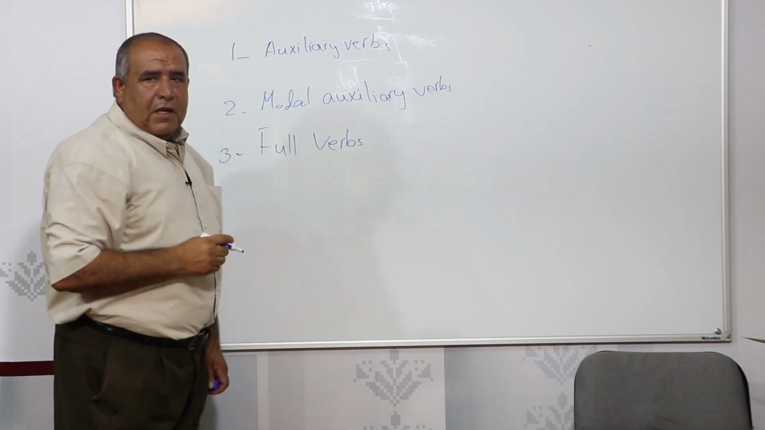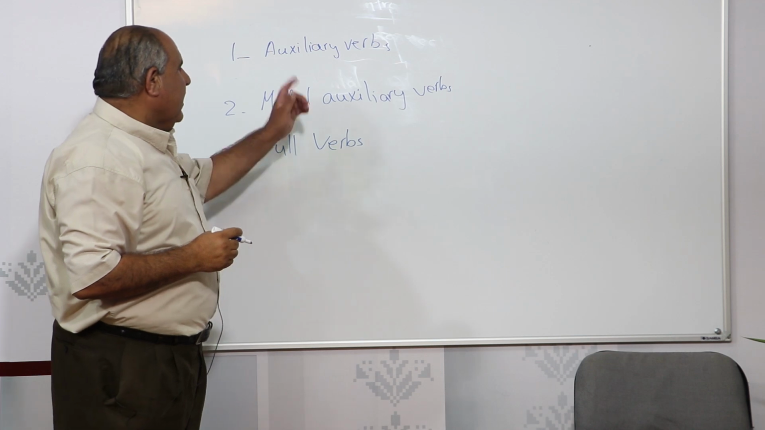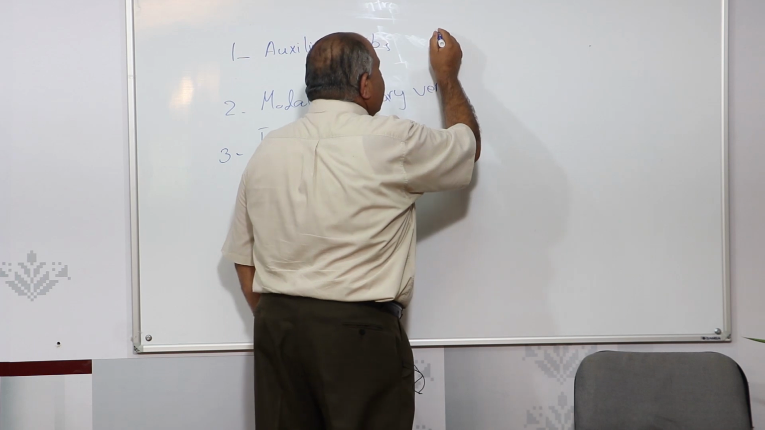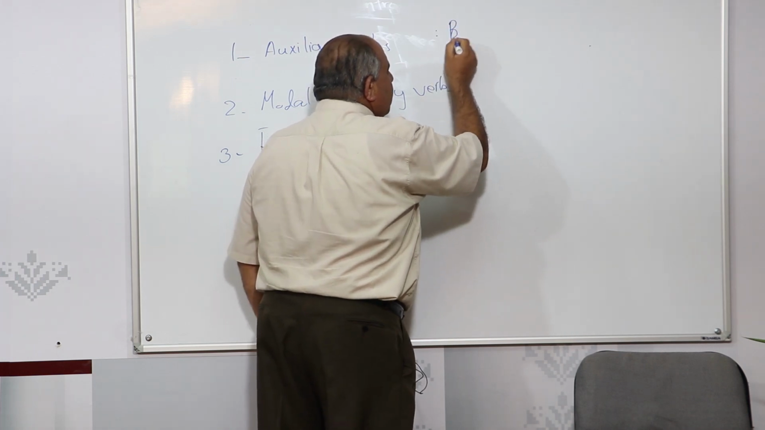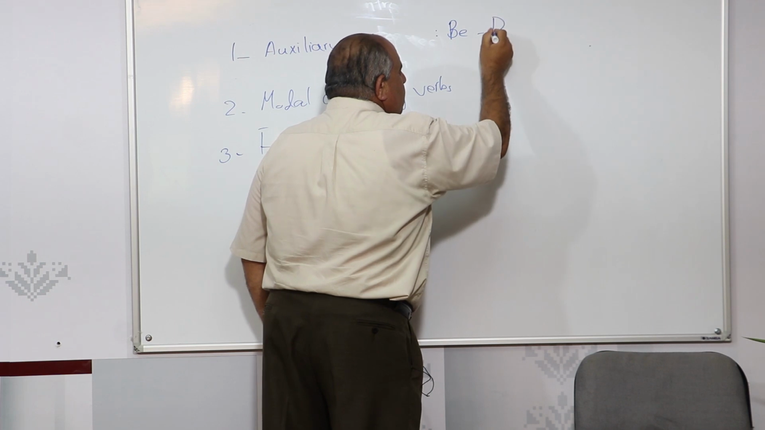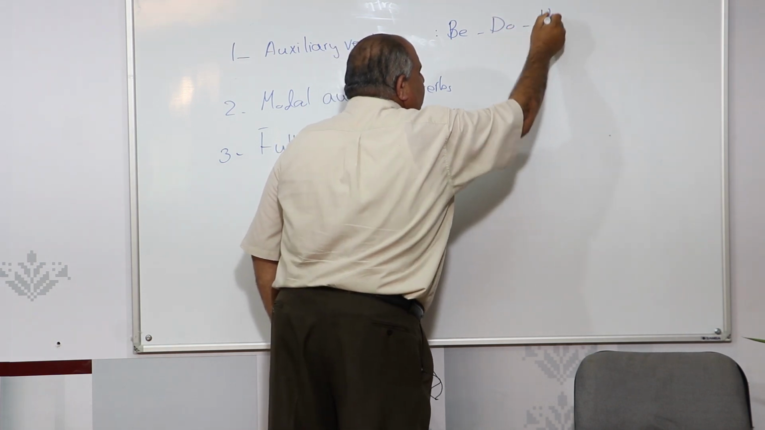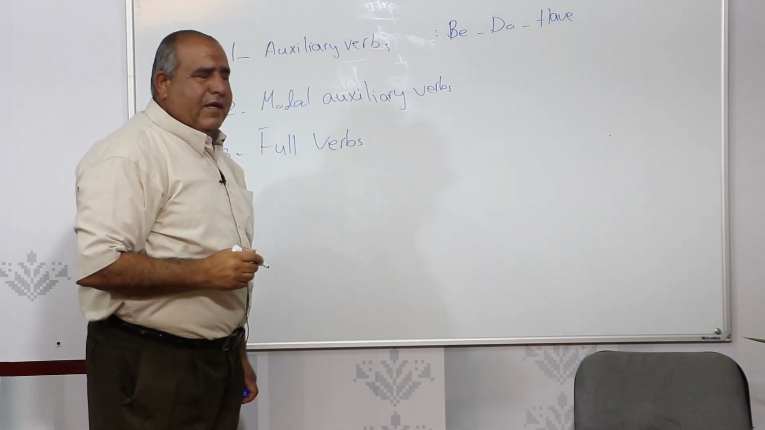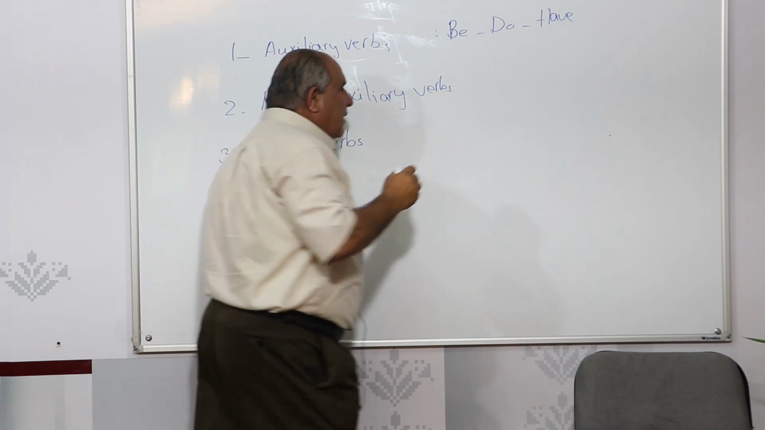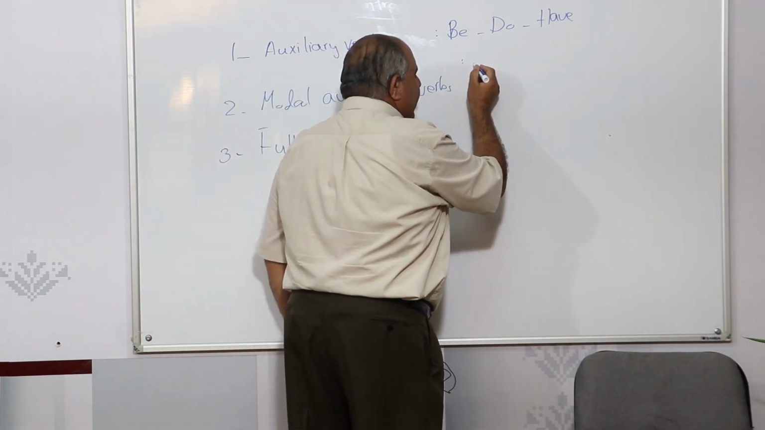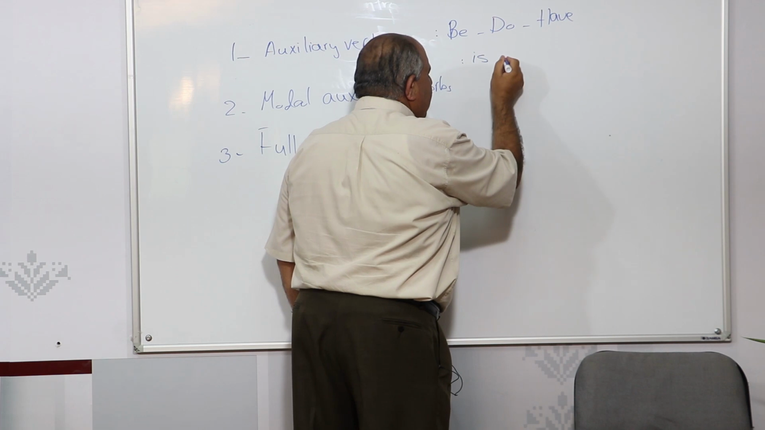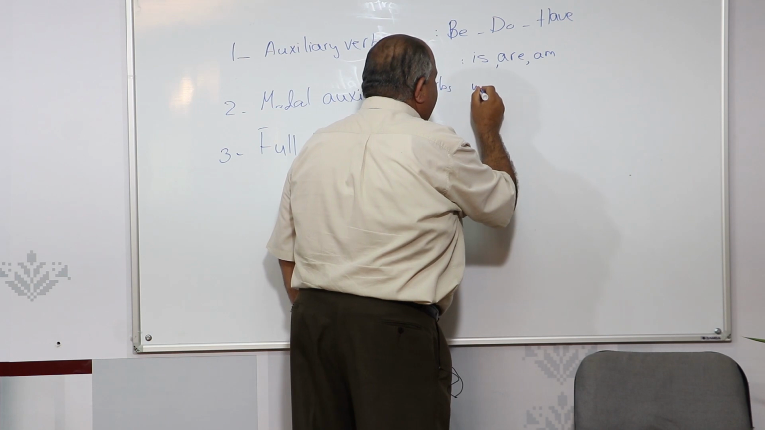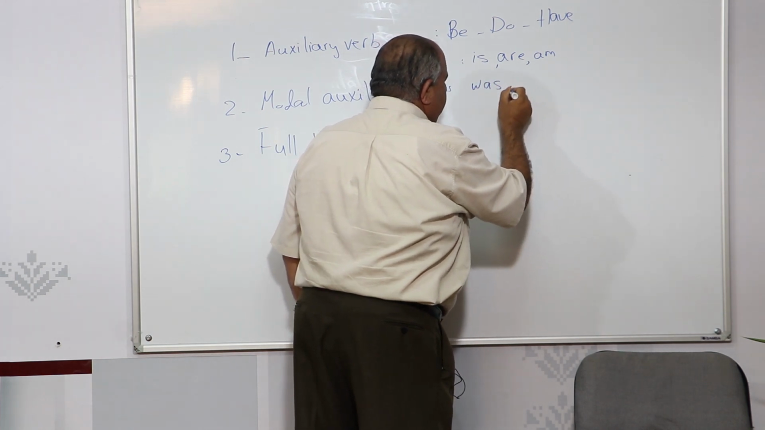Now let's begin with the first kind, which is auxiliary verbs. These include verbs to be, or verb to do, and verb to have. When we talk about verb to be, now these verbs are mainly is, are, am, and in the past we have was and were.